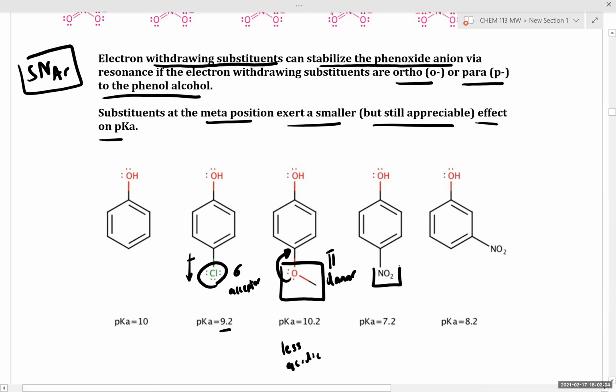Next, we have, in this case, a nitro group, and it's able to function as a pi acceptor, a strong pi acceptor. So we see a 1,000-fold increase in acidity.